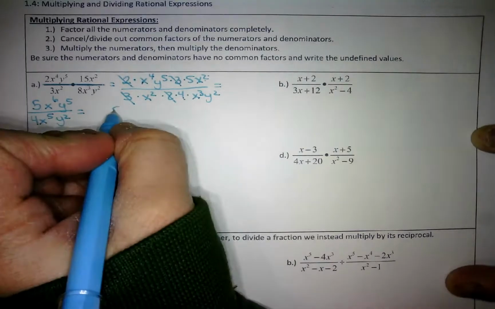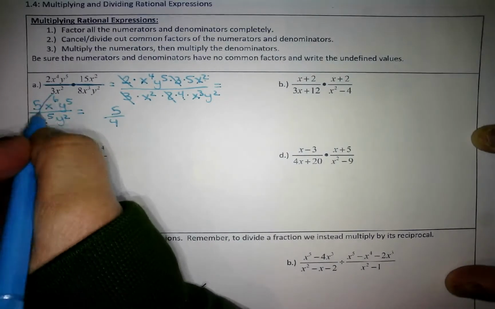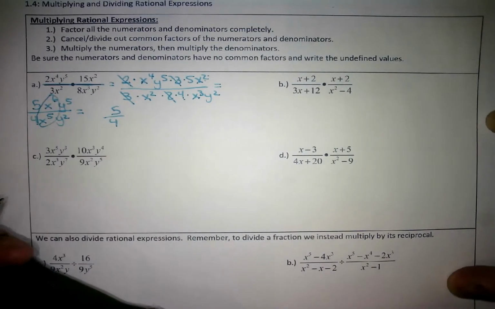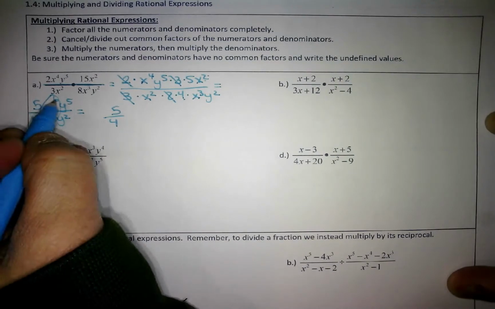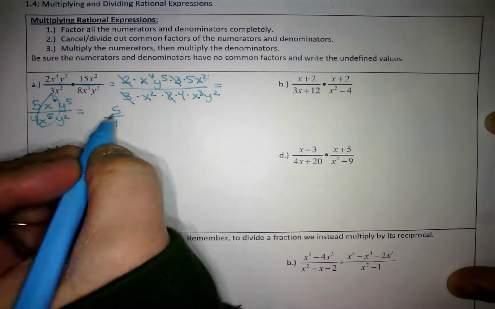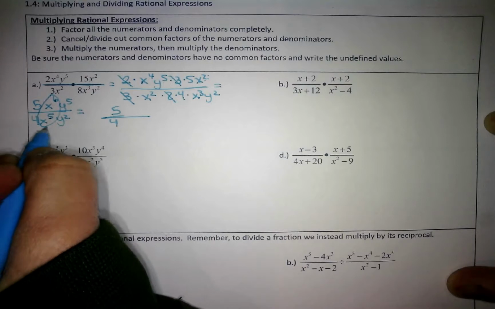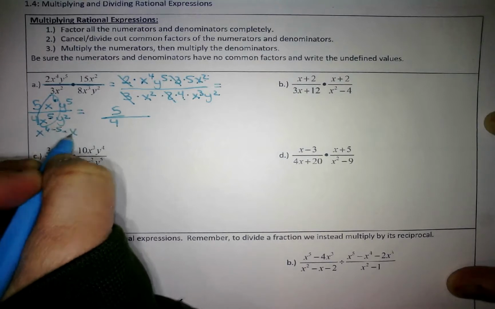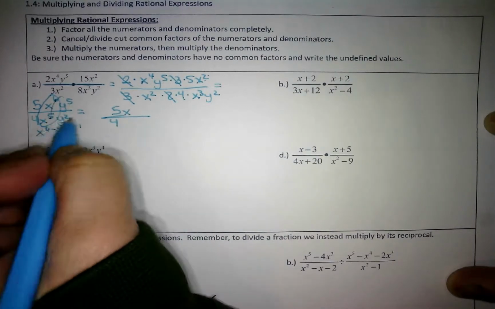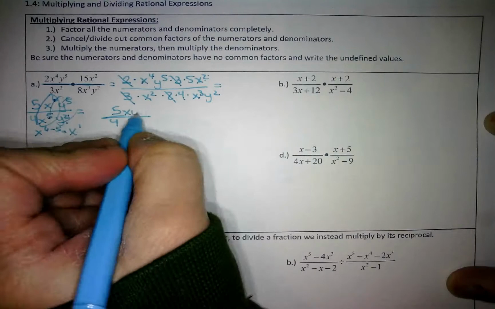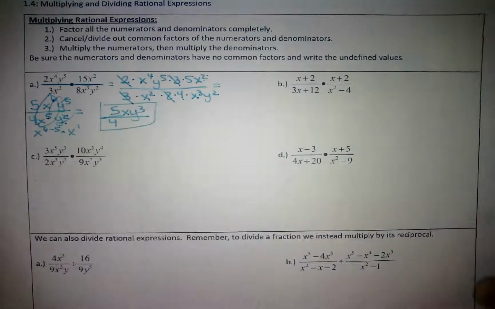And now I'm going to go ahead and do the division. So 5 over 4 is going to stay the same. But remember that when I'm dividing with exponents, I'm subtracting. So I'm doing the top exponent minus the bottom exponent. So it would be x to the 6th minus 5 equals x to the 1st. And then y to the 5th minus 2 is y to the 3rd.